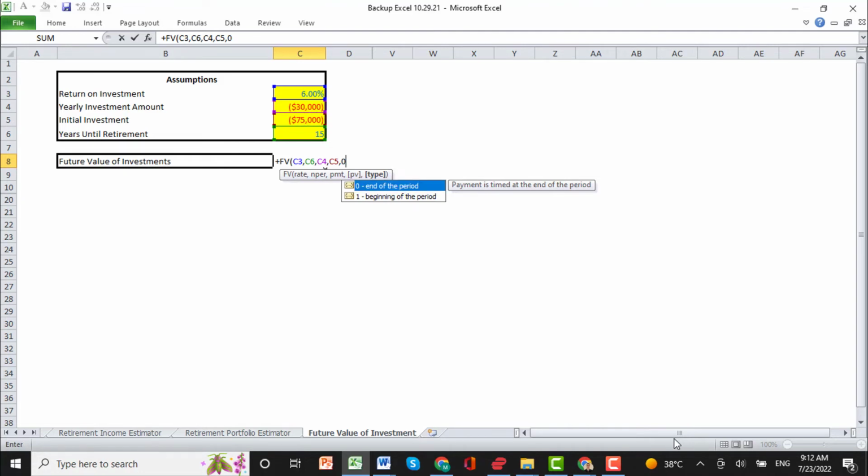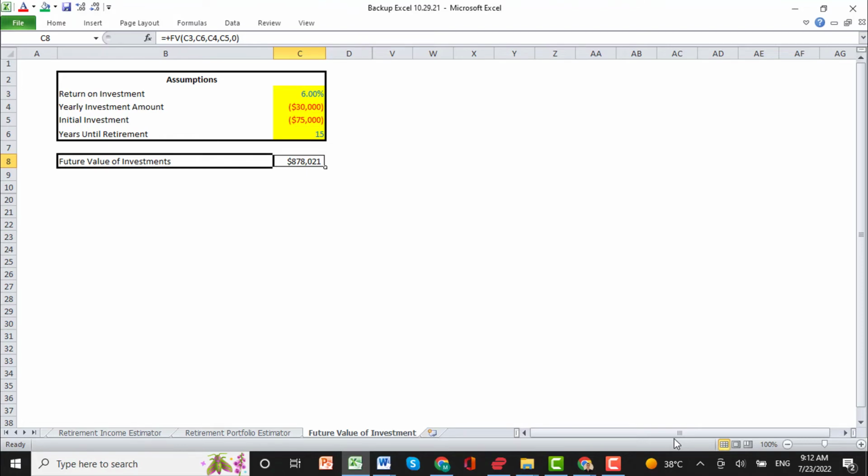And so if we hit enter, this tells us that at their current savings rate, with a forecasted return of 6%, they're only going to end up with about $878,000 when they retire. And this is not going to be enough to meet their primary retirement goal.